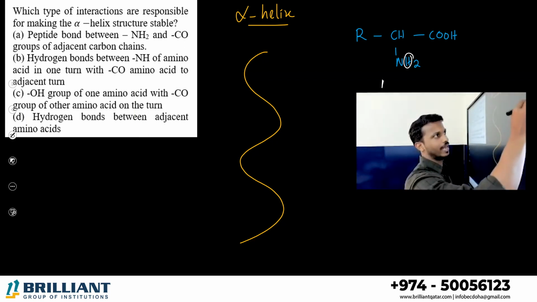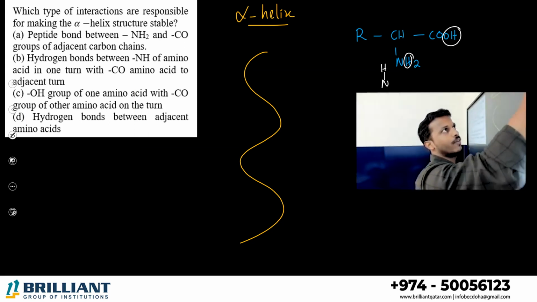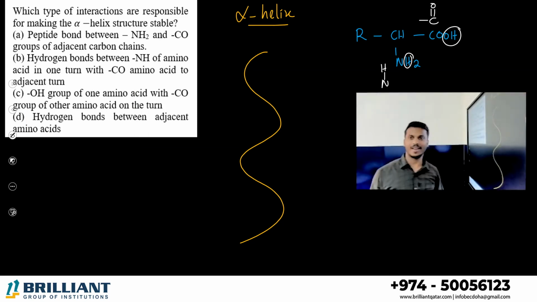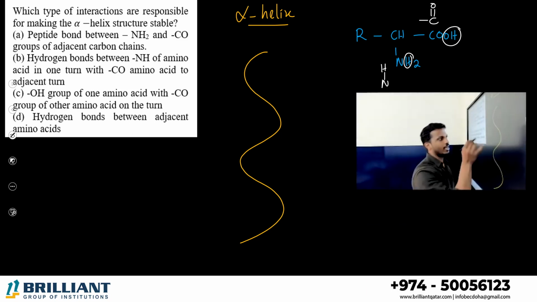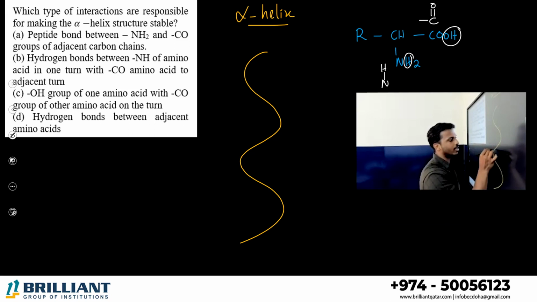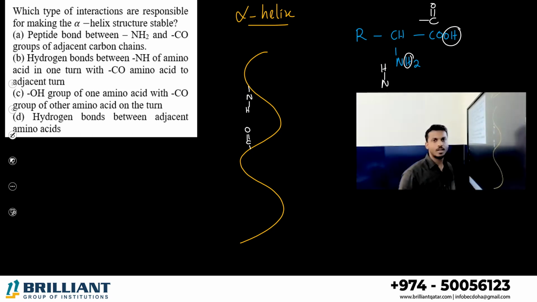So what is left? NH. From the carboxylic acid you take the COH group. So what is left? CO group. Correct. So many such groups will be there in each turn. In one turn there will be a CO group. In another turn there will be an NH group.